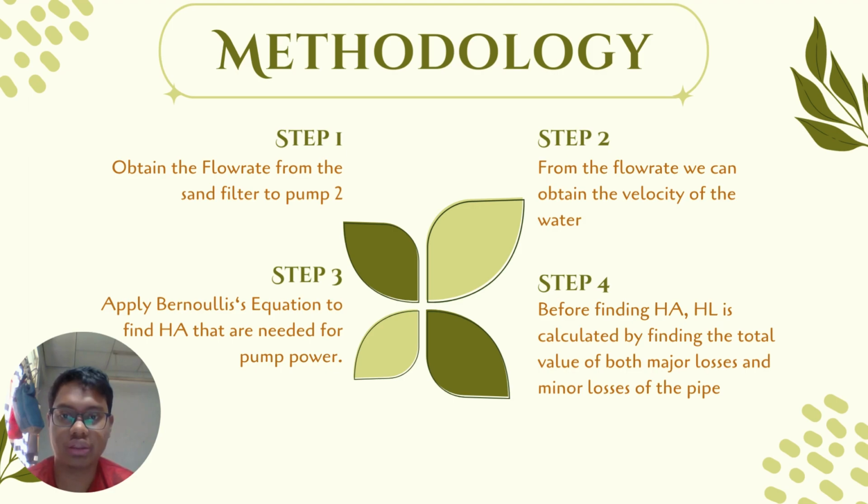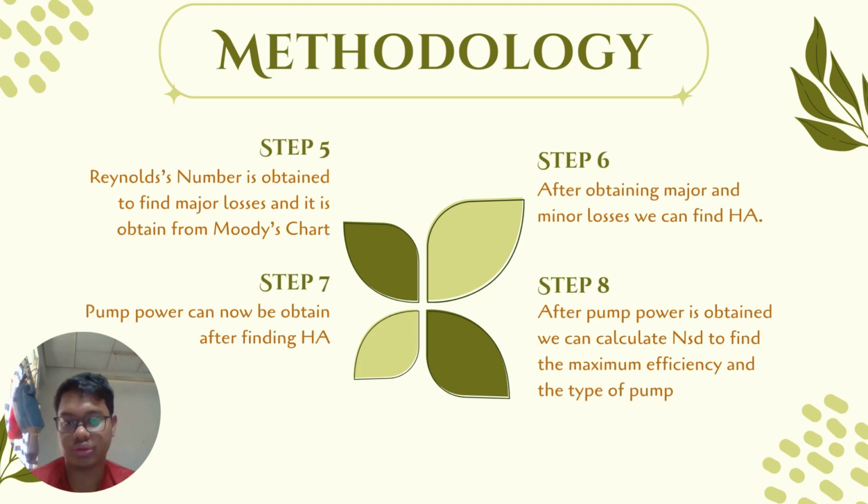So for the methodology, step 1 is to obtain the flow rate from the sand filter to pump 2. Step 2, from the flow rate we can obtain the velocity of the water. Step 3 is to apply Bernoulli's equation to find HA, which is needed for pump power. Step 4, HA is calculated by obtaining the total of both major losses and minor losses of the pipe. Step 5, the Reynolds number is obtained to find the major losses, and it is obtained from the Moody chart. Step 6, after obtaining major and minor losses, we can find HA.